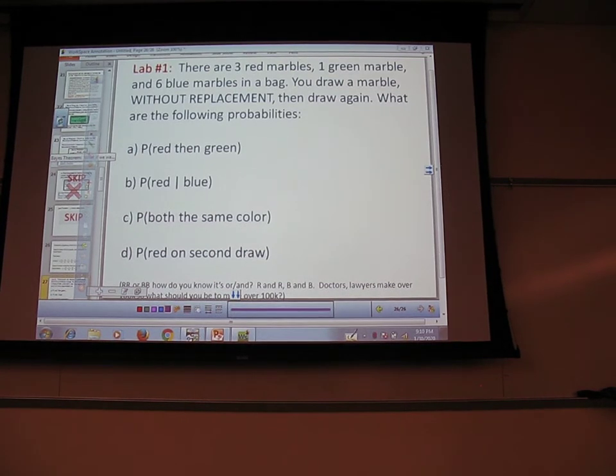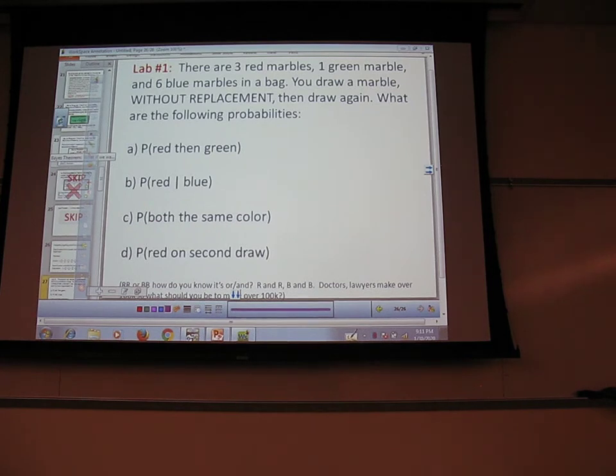Does each letter represent a new draw, or the same? It's a consecutive draw. Red, then green, then red. Red, green, blue, and then you have a second layer of branches for the second draw. You're drawing 2 marbles. Make a tree. So everybody draw a tree, and then answer those questions.